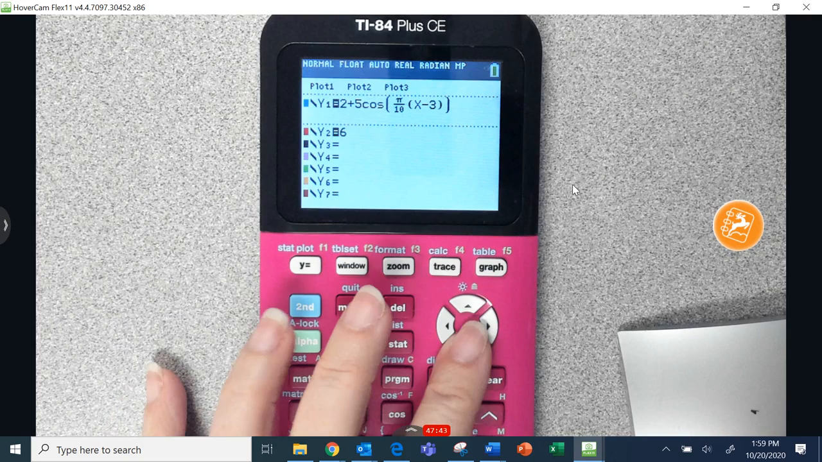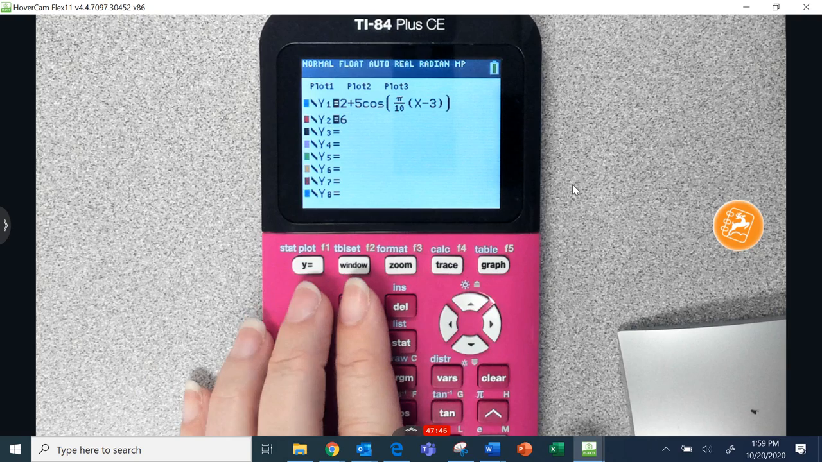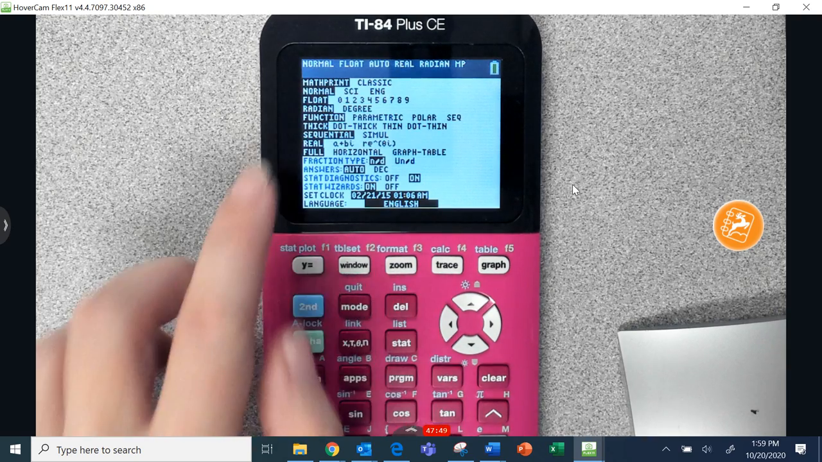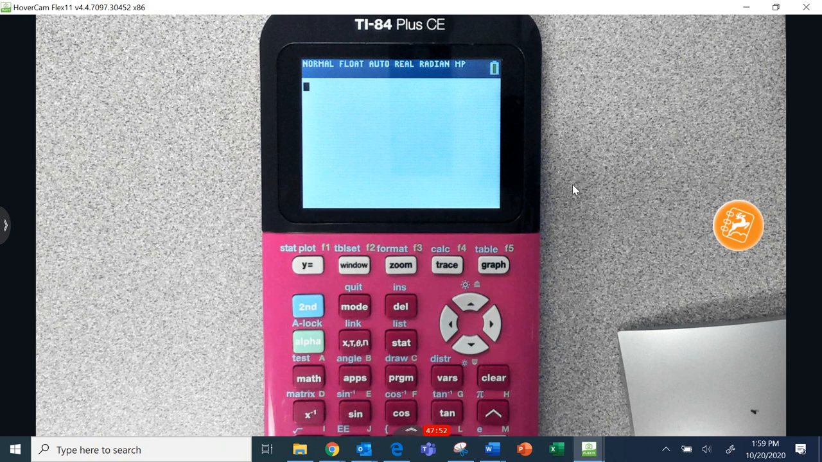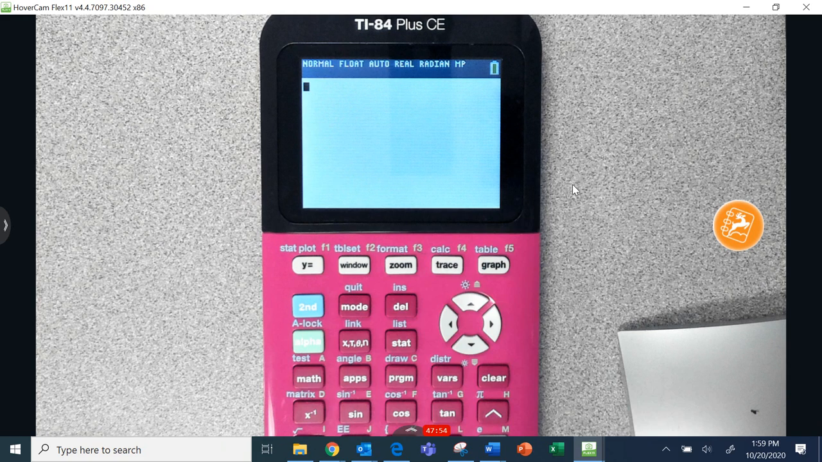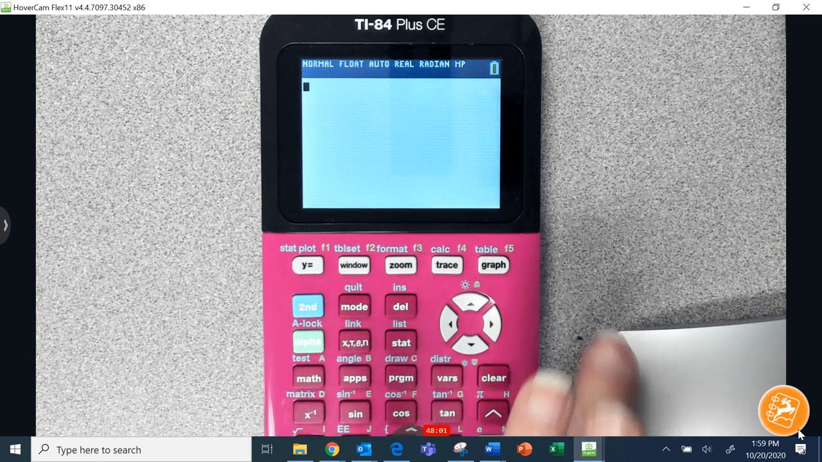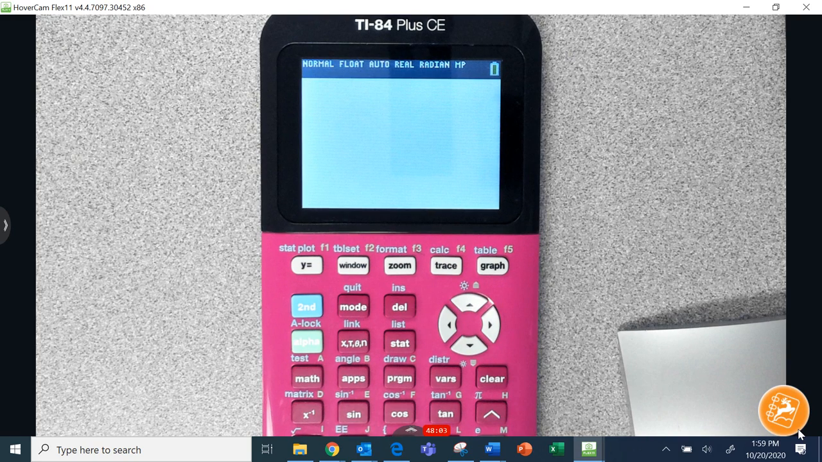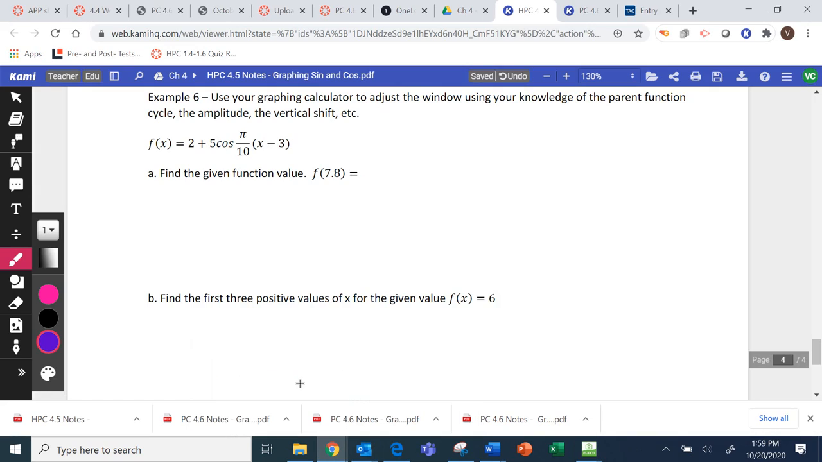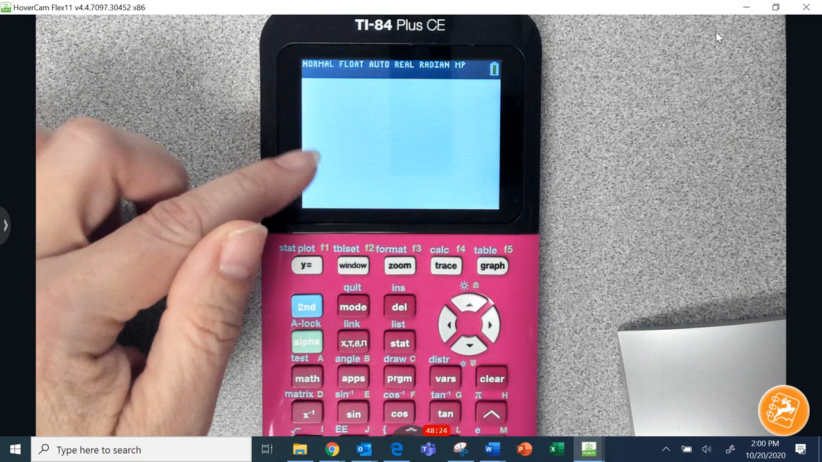Okay, so all I'm doing is getting this typed in, and go to the calculation screen, but make sure you're in radian, because I'm in radian mode. If you're not in radian mode, we'll get different answers. So the first one on the notes says, find the given function value, f of 7.8. I'm going to show you how to do f of on the calculation screen.